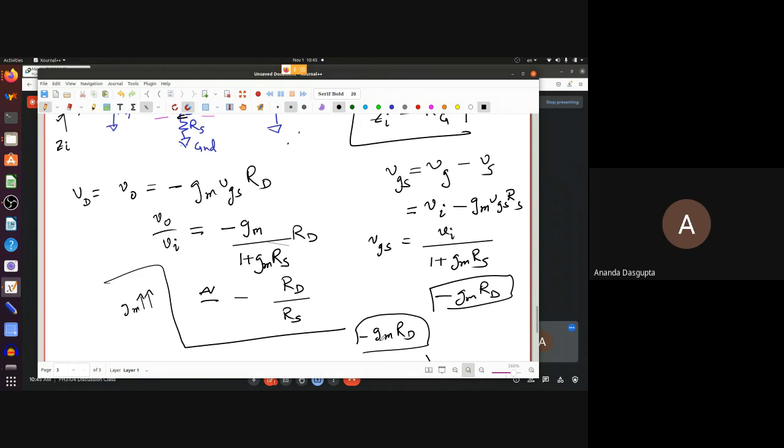On the other hand, if you leave some RS unbypassed, then for a very large GM, your result is minus RD by RS. Now there's a ratio between two resistances. Resistances are passive components. They are much more stable compared to the FET. They change much less. And in fact, if you make RD and RS out of the same material, then even temperature changes will not matter because RD and RS are going to change in proportion. Right?